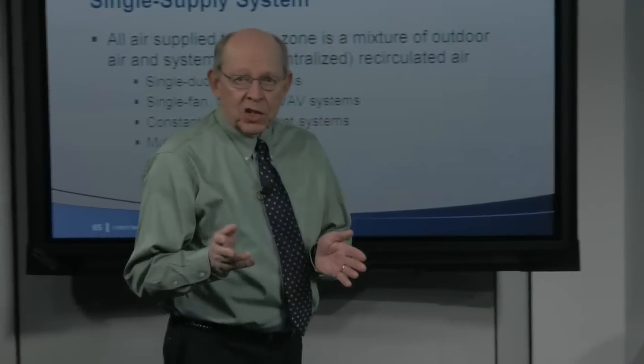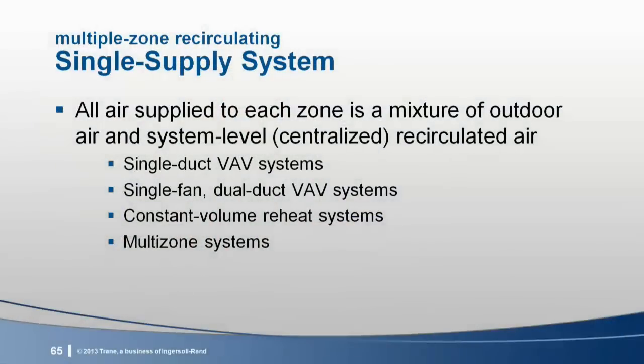Hey Dennis, can you give us some examples of systems that might use either of these two approaches? Well, in a system with a single recirculation path, all the air supplied to each zone is a mixture of first pass outdoor air and system level recirculated air. No air recirculates locally. Single duct VAV systems are probably the most common example.